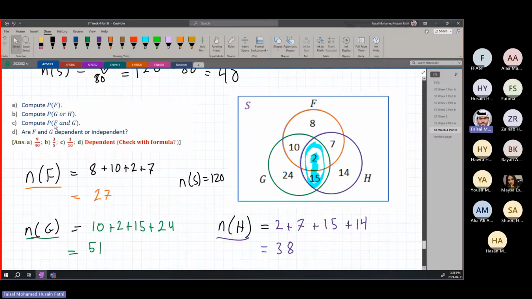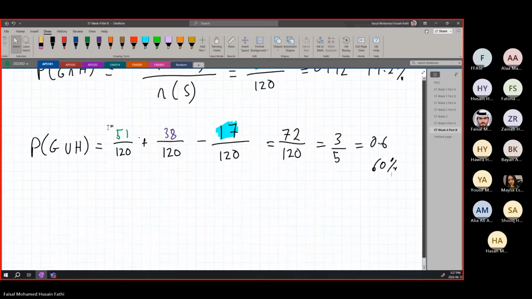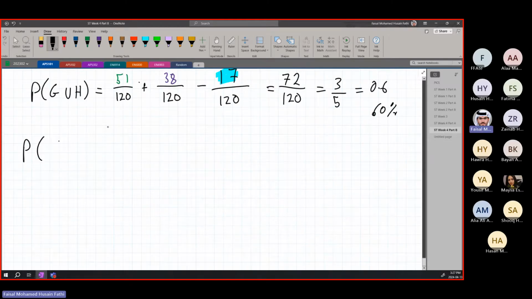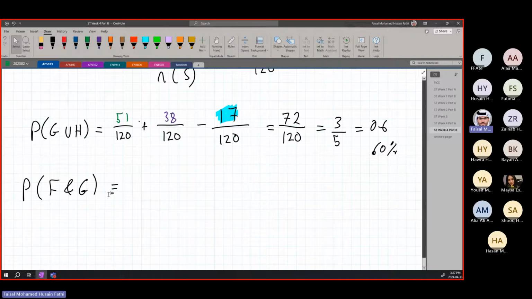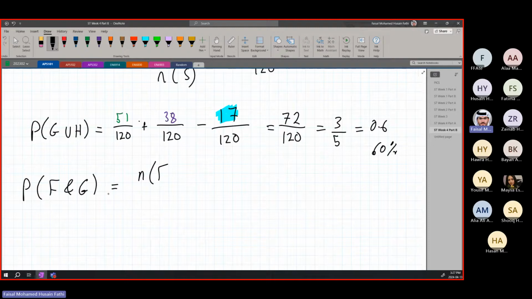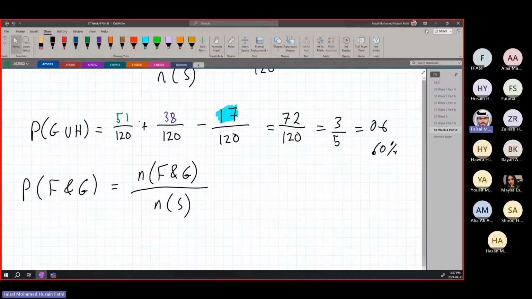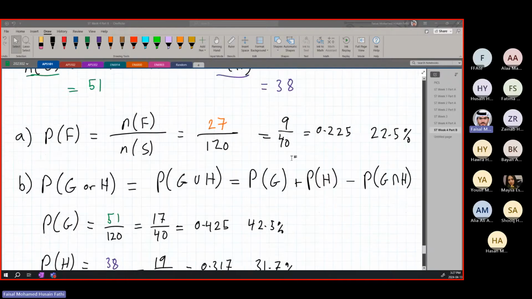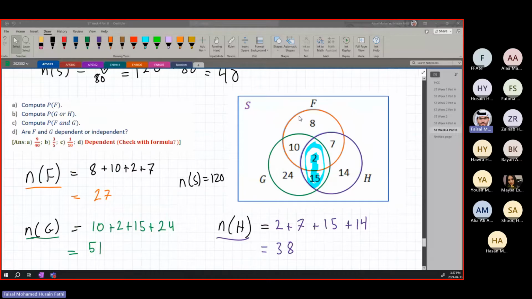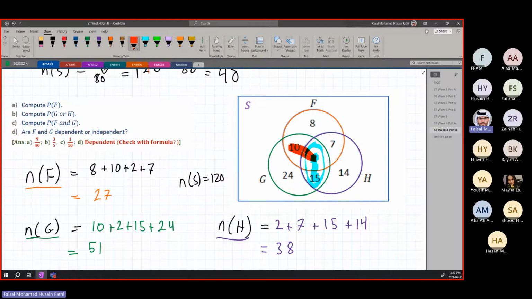Here now it says compute the probability of F and G. Remember, and. We can simply find this by finding the number of F and G over N of the sample size. This is how you can find it. How do we do that? Again, very straightforward. We go and look at where's the intersection between F and G. Let's highlight it with red. So F and G is this part over here.